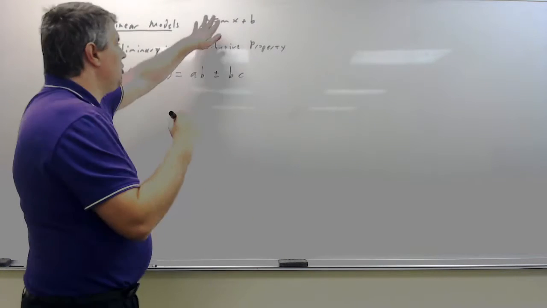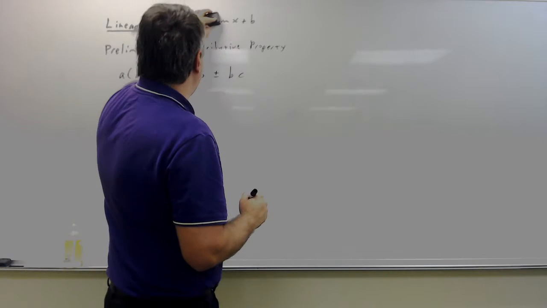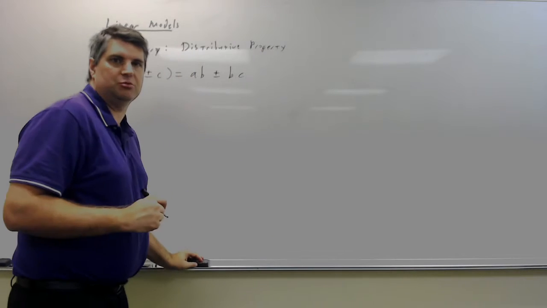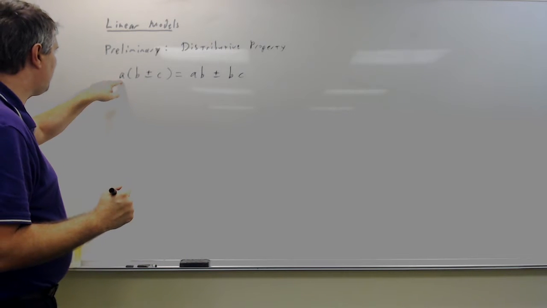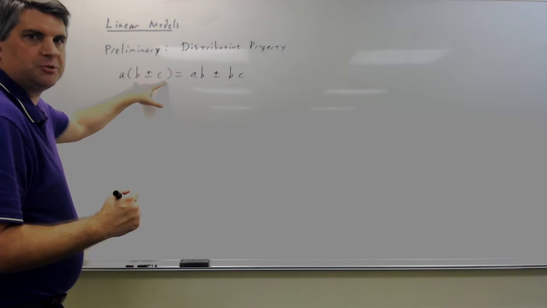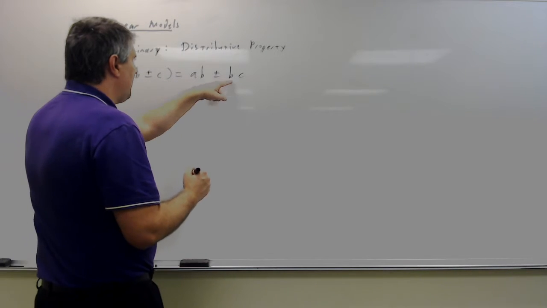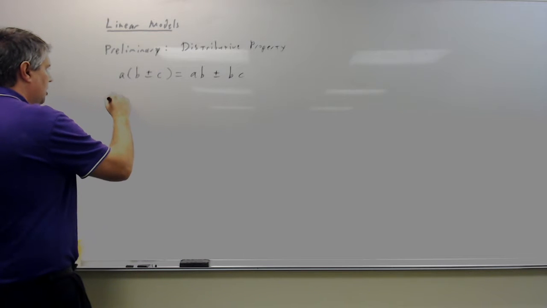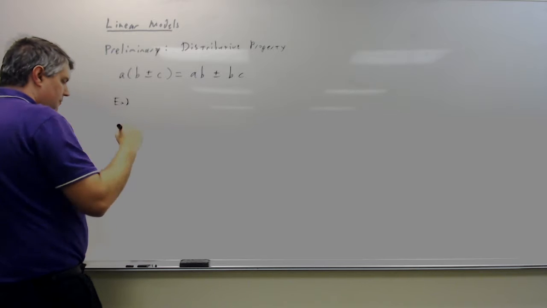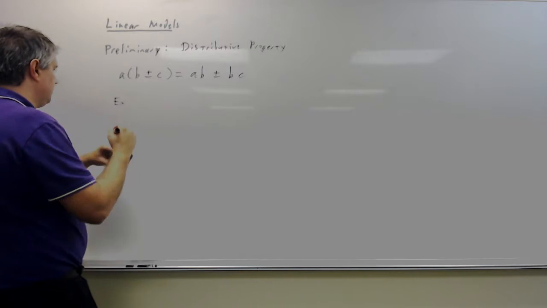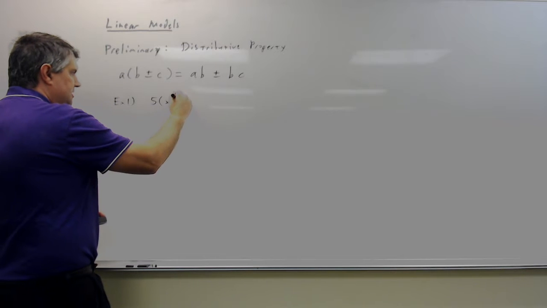But before I can do that, I need to review the distributive property and do some tricks with it. Okay? So if you have some number multiplied by two numbers being added or subtracted, you can take this number times the first, and this number times the second. So example 1: 5 times x minus 3.